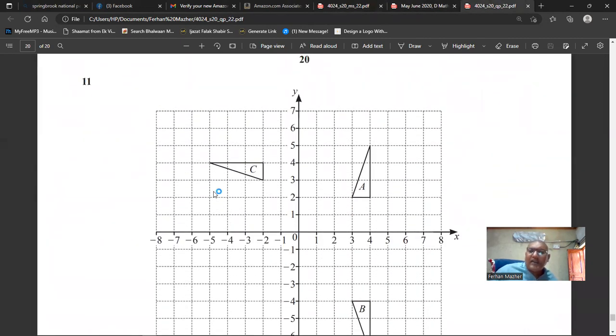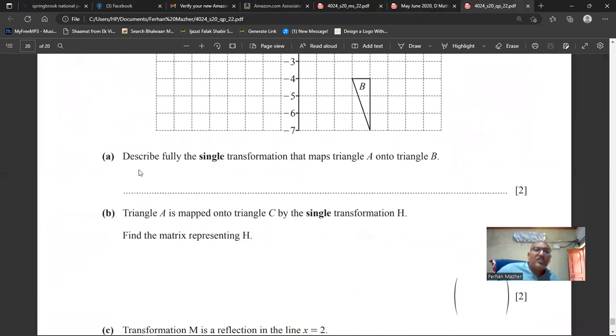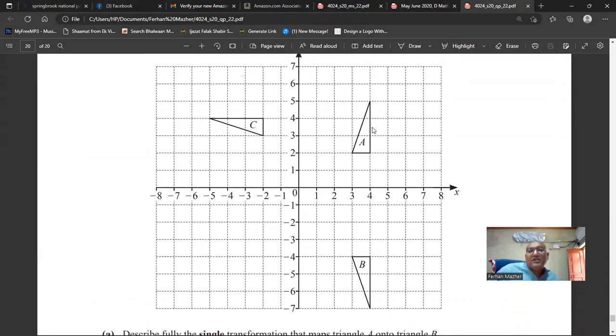Okay, so we are on question number 11, and here we have triangle A, triangle C, and triangle B. Describe fully the single transformation that maps triangle A onto triangle B. You can see between A and B, the triangle has flipped. So that means it's reflection.